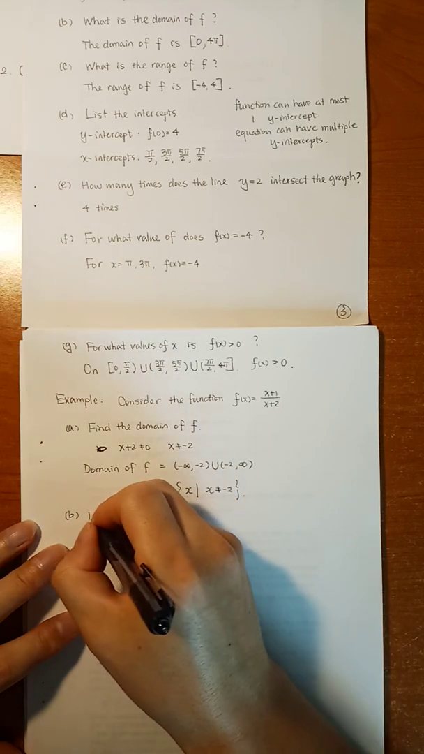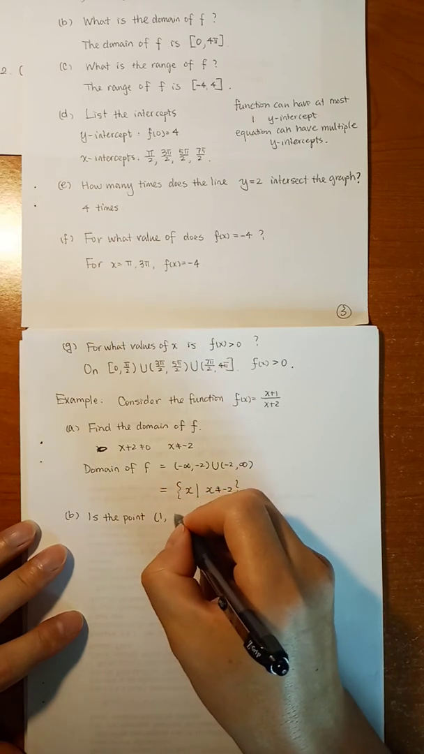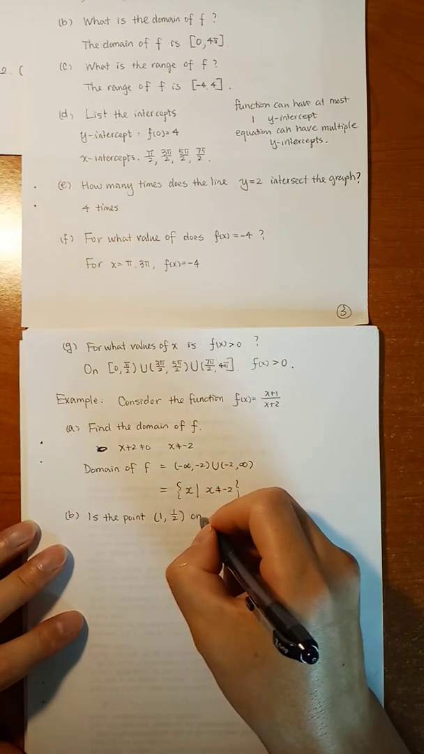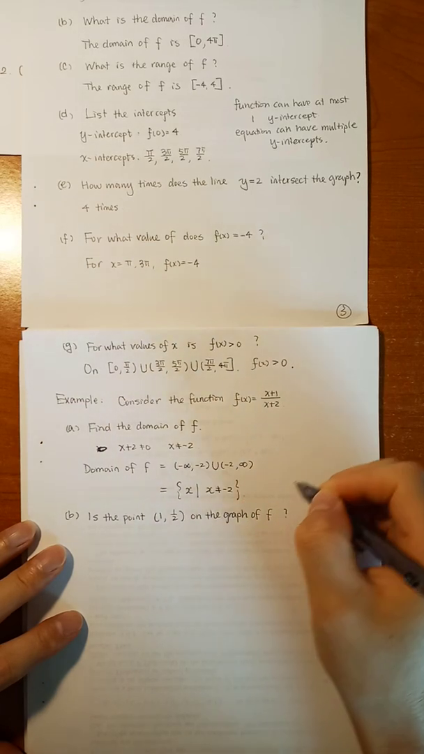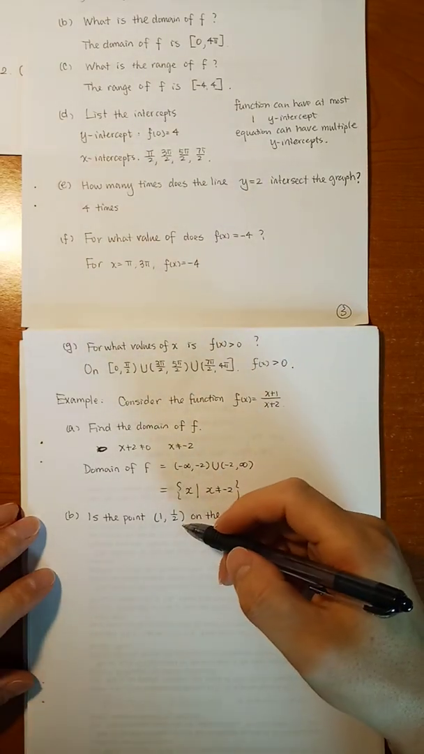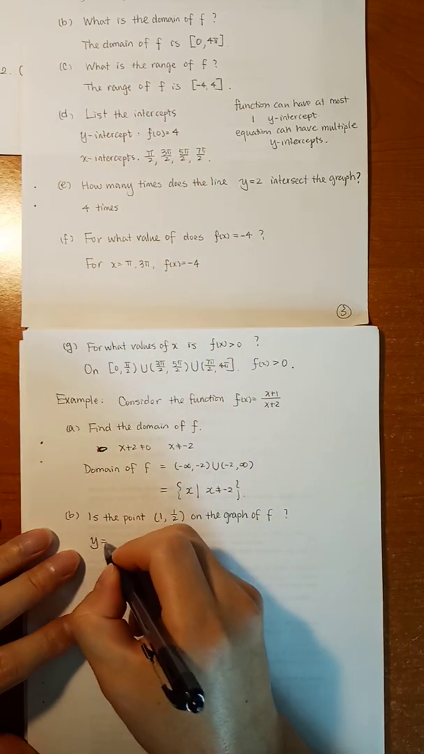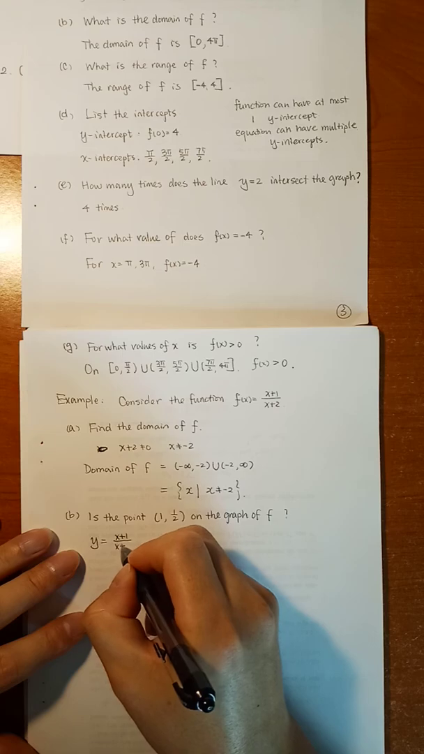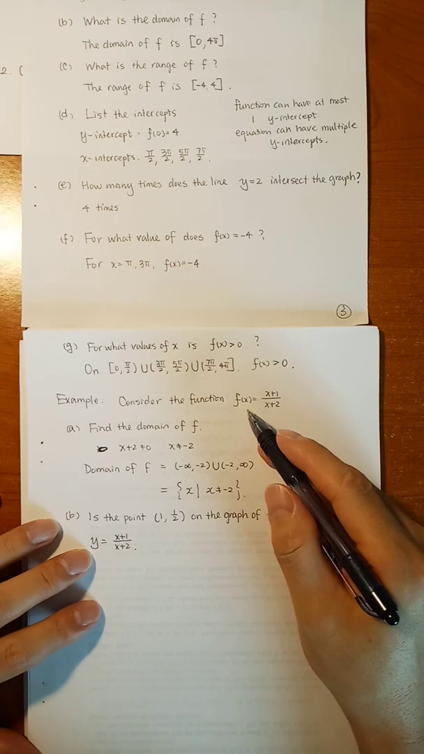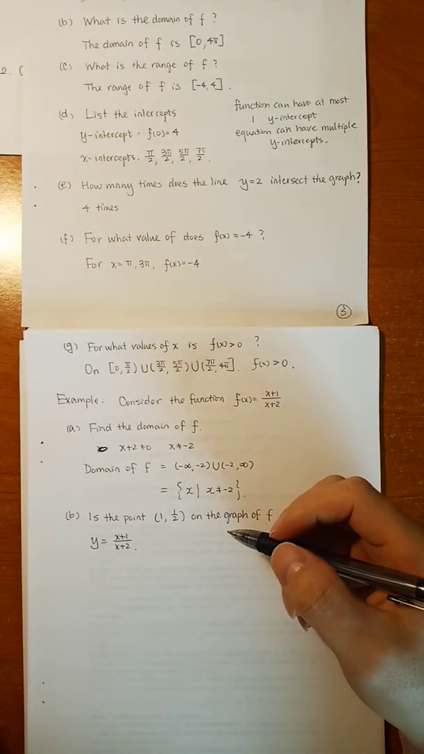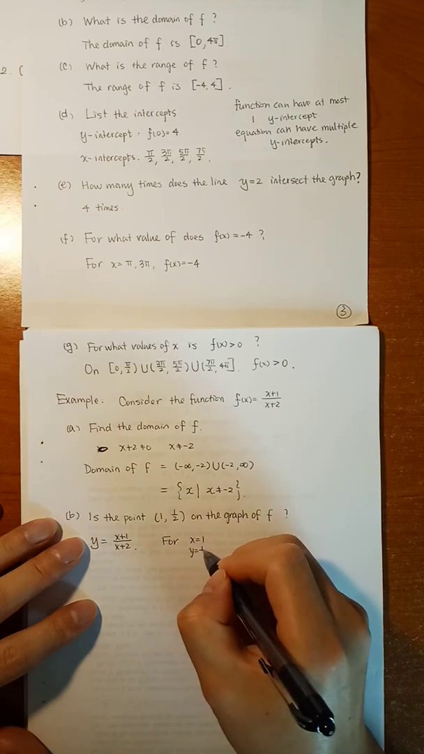Second question, is the point (1, 1/2) on the graph of f? We're trying to determine if this given point is on the graph or not. Well, let's check if it satisfies the equation. When we talk about the equation, we will use y to replace f(x). So y is equal to (x plus 1) over (x plus 2). For x equal to 1, y equal to 1/2, let's check.